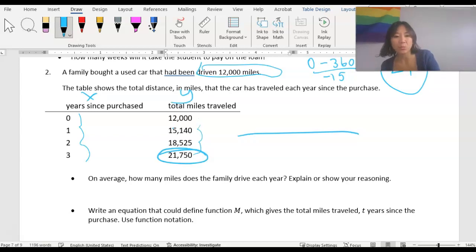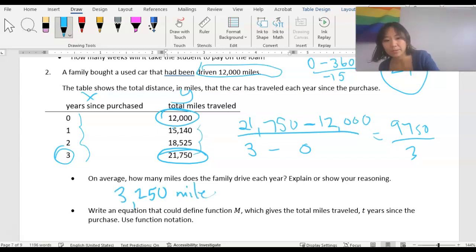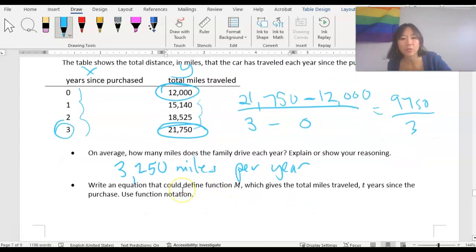You're going to take the latest Y value, 21,750, minus the earlier value, 12,000, all over the time, 3 minus 0. So 21,750 minus 12,000 gives us 9,750 divided by 3. So they've had it for 3 years. And so that is 3,250 miles per year. Remember, this is unit rate. It is your slope. It is how much per year approximately they are driving.